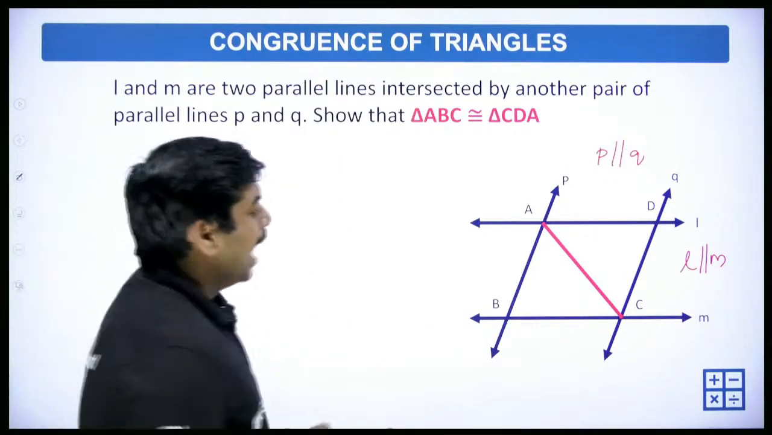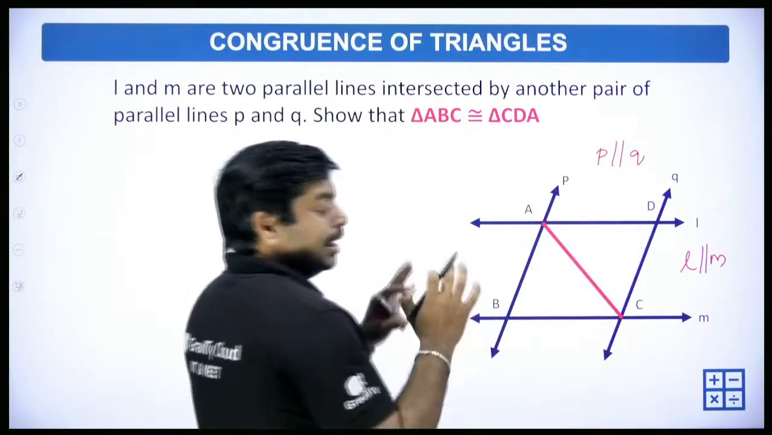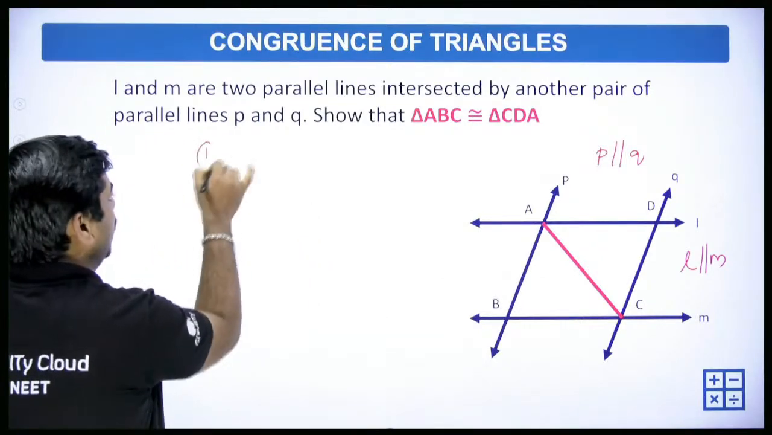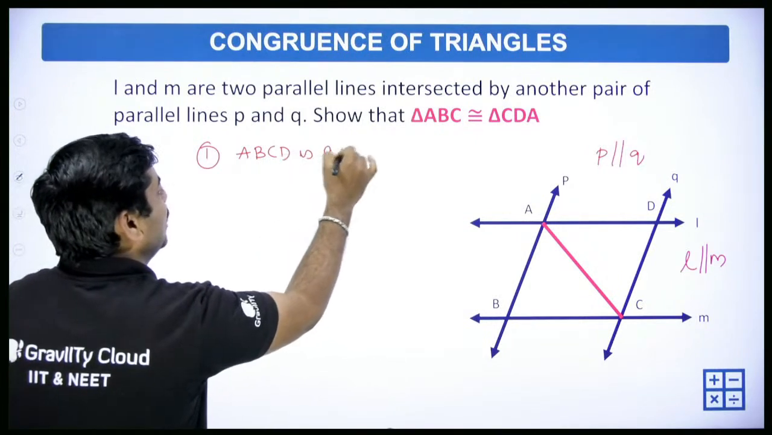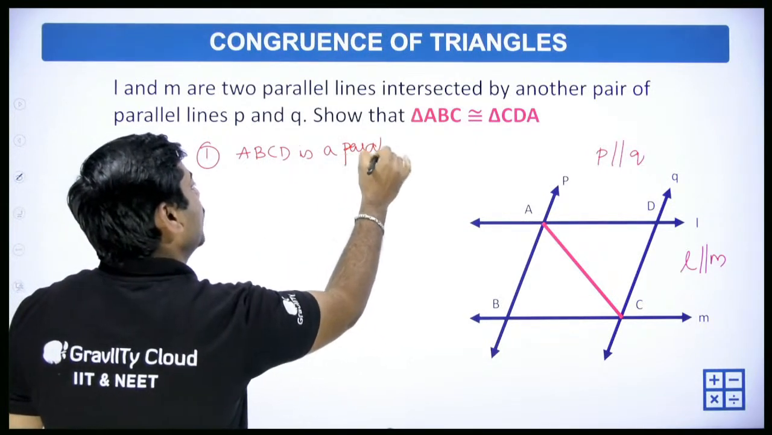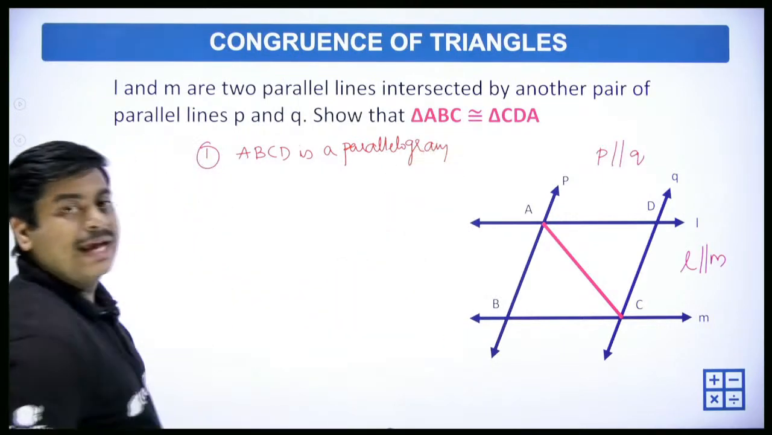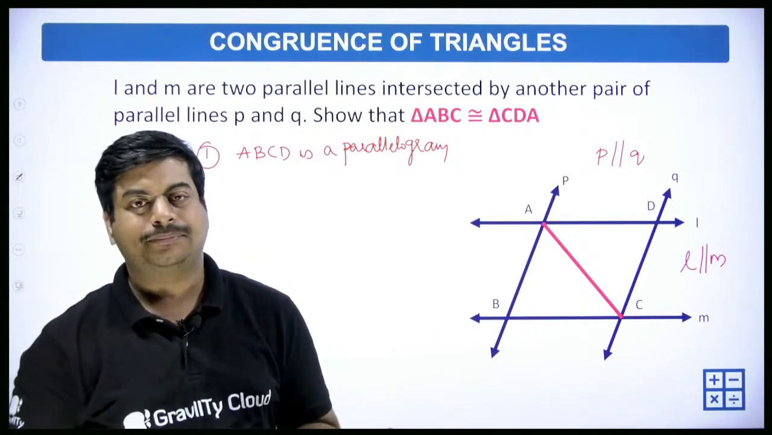As these two sides are parallel and these two sides are parallel, the inside figure is the complete quadrilateral ABCD. Okay, method 1: quadrilateral ABCD is a parallelogram. You know what a parallelogram is, right? So this is a parallelogram, and in a parallelogram, opposite sides are equal.